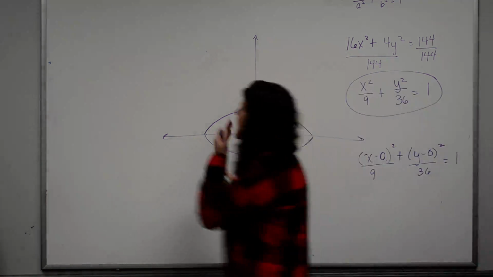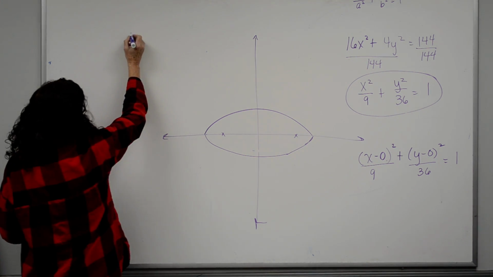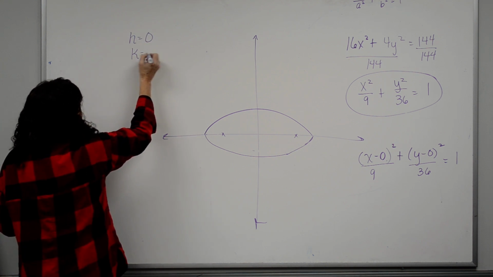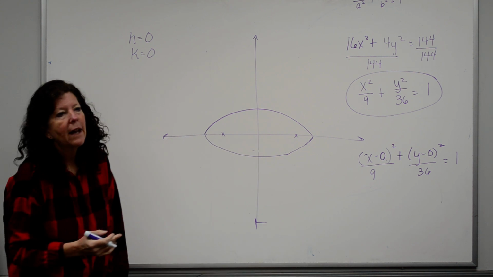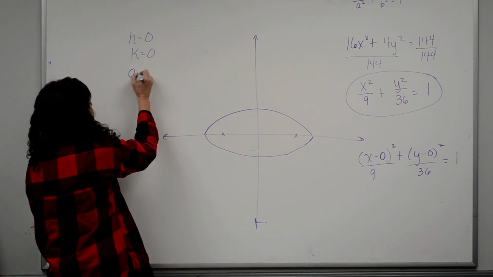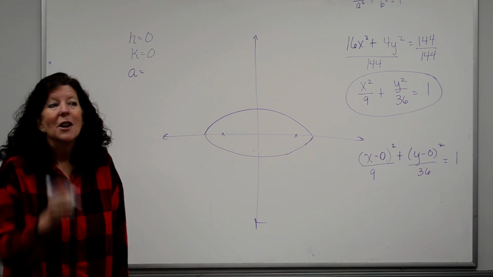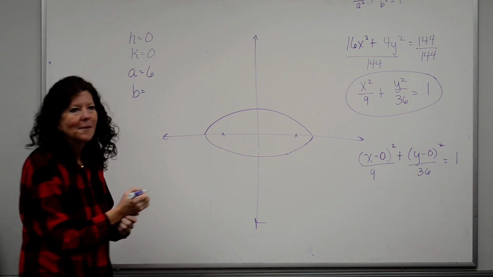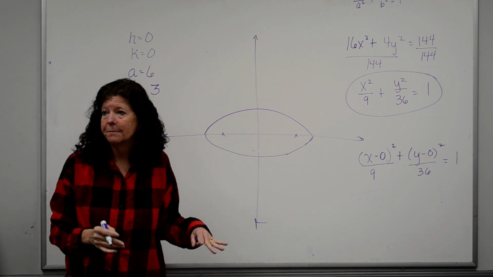So I can tell you my center, because it says my center is h and k. I need to find my h, which is 0, and my k, which is 0, in this equation. What is my a value? 36 is a squared, so a is 6. What is b? 3. Good. All of those are pretty easy to find.